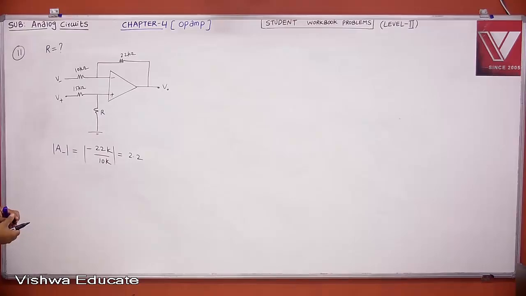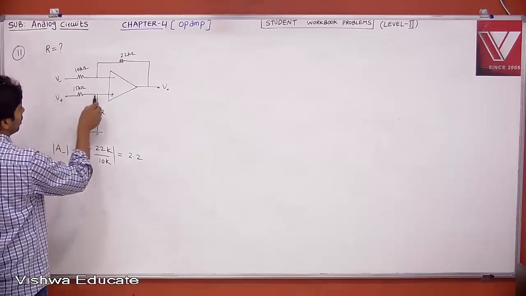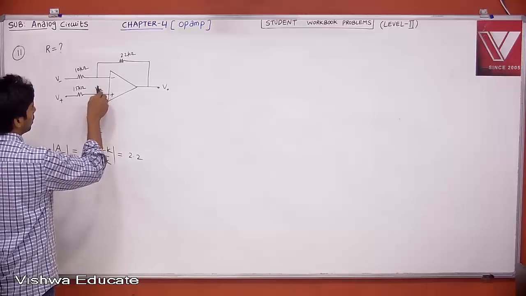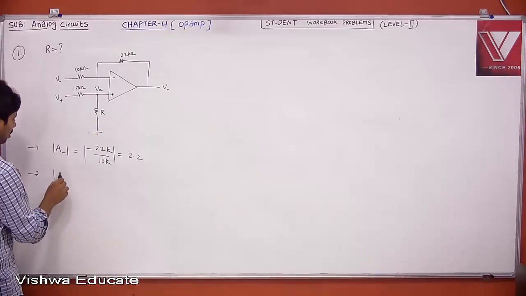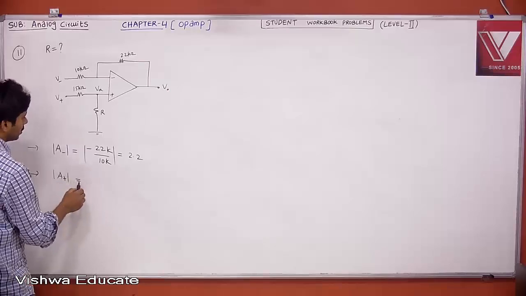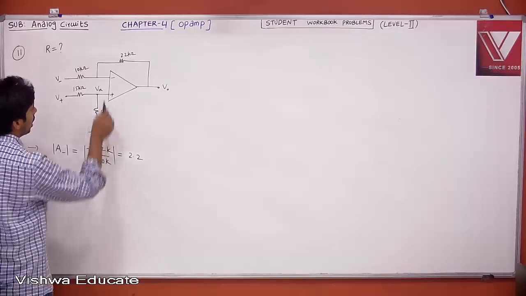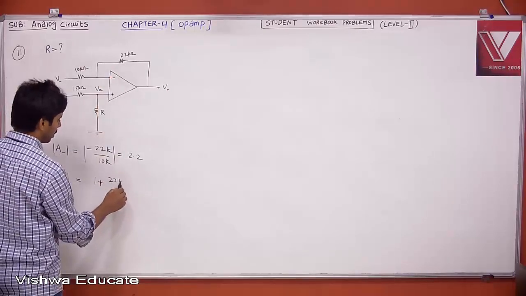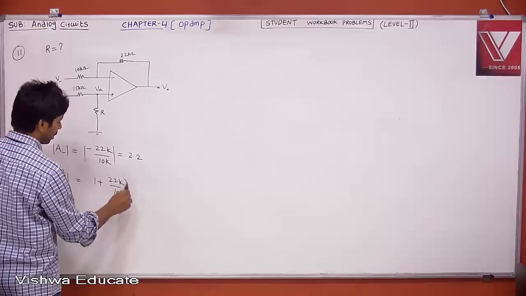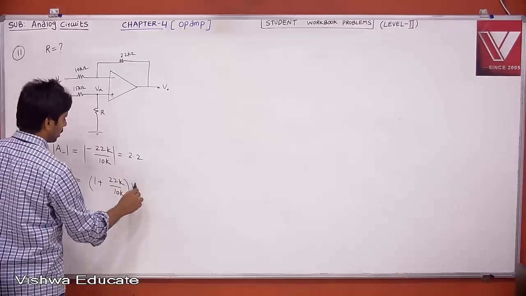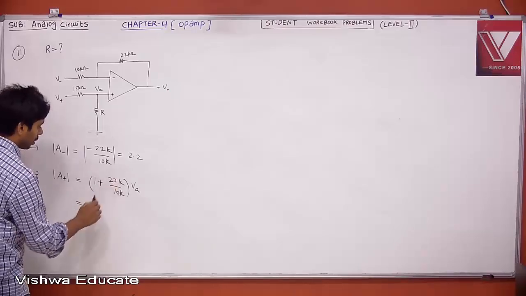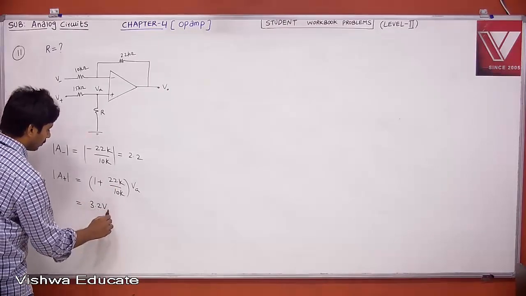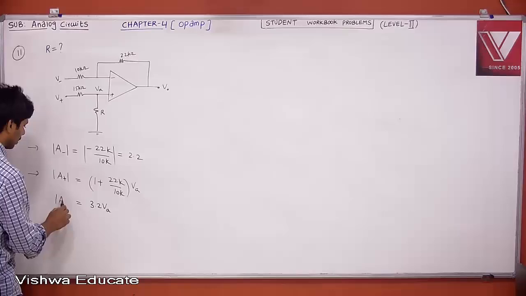If you want the same amplification factor with respect to V plus, let us say this is your VA. Then the magnitude of A plus is 1 plus R2 by R1, that is 22K divided by 10K, into VA, which is 1 plus 2.2, that is 3.2 into VA. That is your mod A plus.